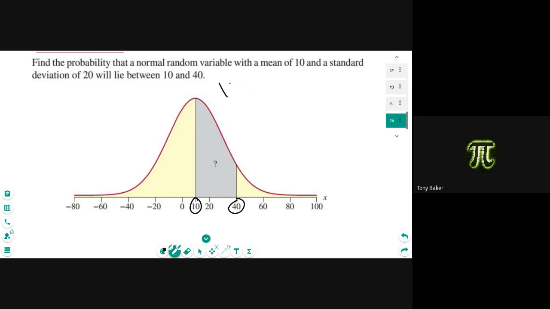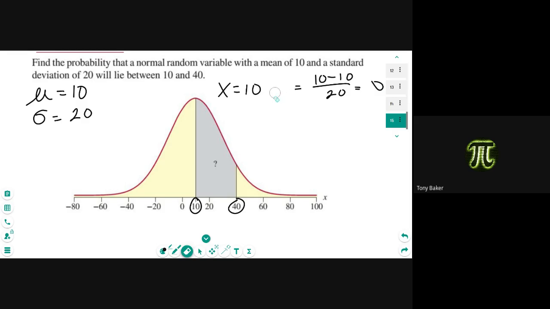So let's find if my x is 10. I know two pieces of information they gave me. My mean is 10, and my standard deviation is 20. So if my x is 10, I need to find my z-score. So I have 10 minus 10 divided by 20, which in this case is 0. So my first z-score is 0. Now when x is 40, I do the same thing again. I do 40 minus 10 over 20, which is 1.5.